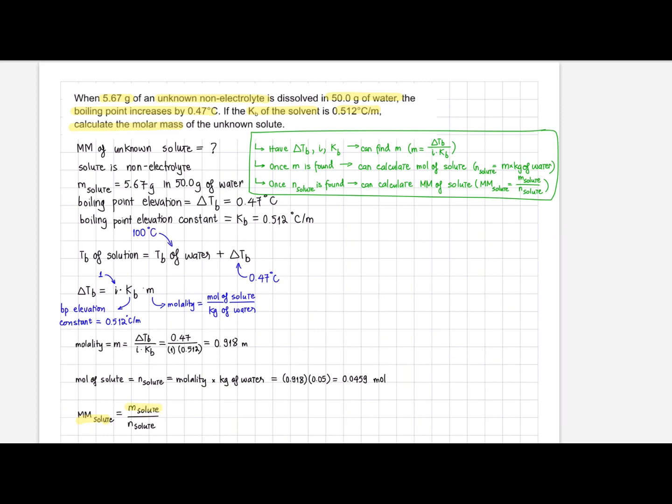Once we have the moles of solute, let's calculate the molar mass of the solute. Again, that's going to be the mass of the solute divided by the moles of the solute that we calculated earlier. The mass of the solute provided to us in the prompt is 5.67 grams, and the moles of solute we just calculated is 0.0459 moles. If we do the math, we'll get the answer is 123.53 grams per mole. That is the molar mass of the solute we need to find. Thank you for watching.